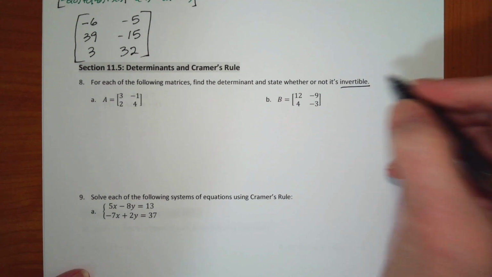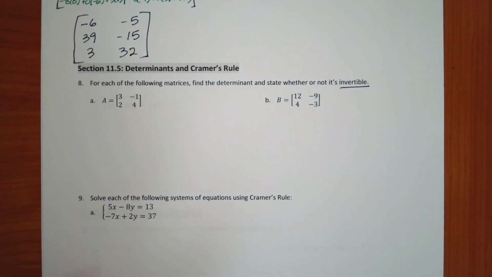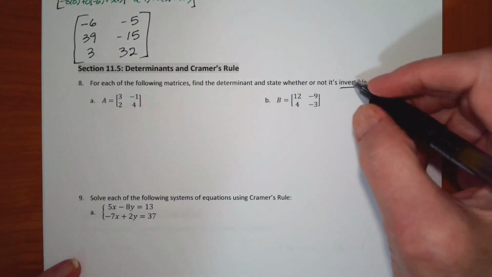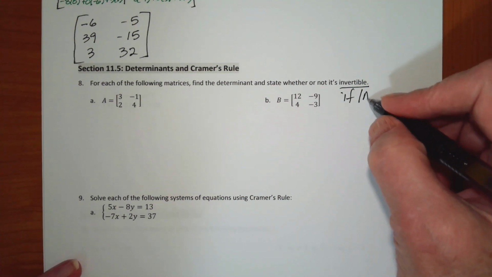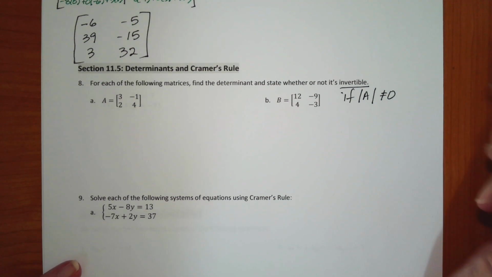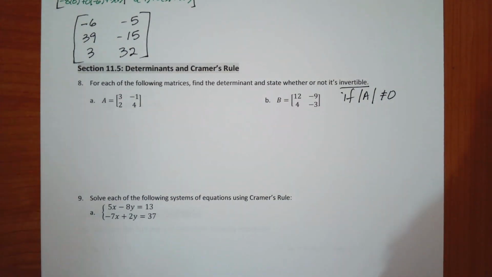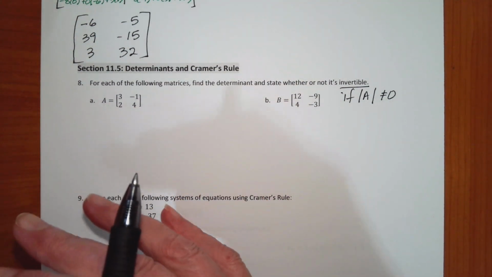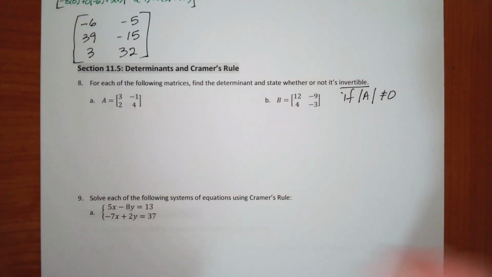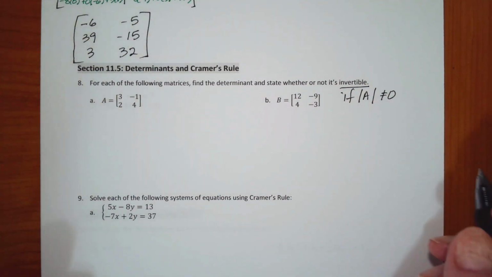Invertible means, does it have an inverse? And it is invertible if the determinant of A does not equal zero. So if you have a matrix and you find the determinant, if it is not equal to zero, then it's invertible. If it is equal to zero, then it is not invertible, which means it does not have an inverse.